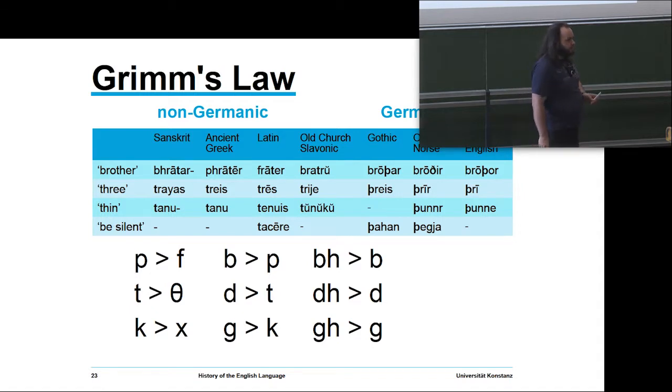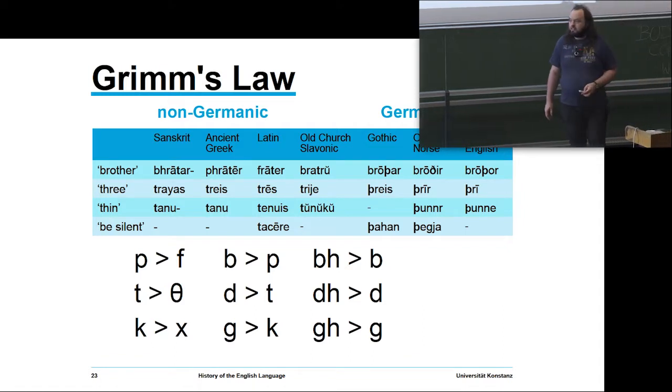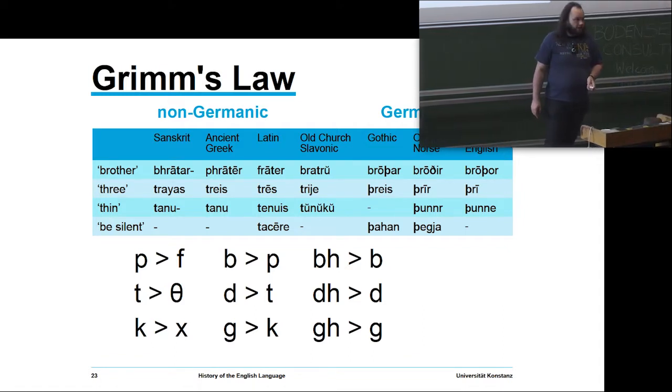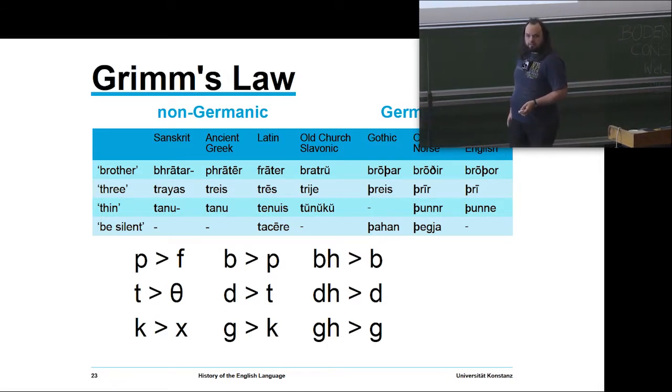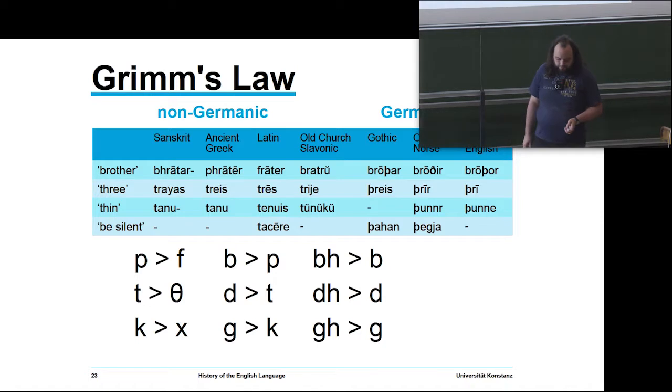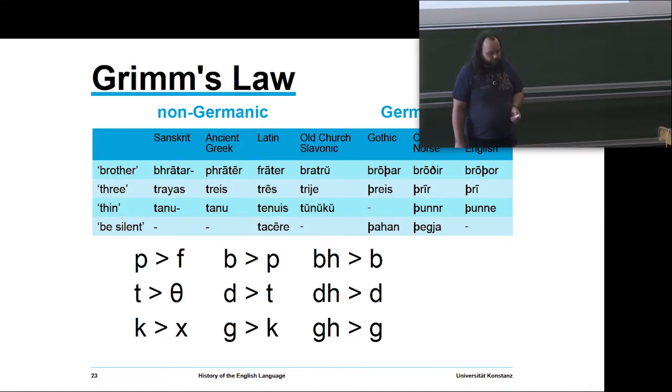Grimm was one of a few people working at the same time who discovered broadly the same thing. There's a Danish scholar, Rasmus Rask, who chronologically was probably slightly before Grimm in discovering the same set of correspondences. So this is a really striking set of correspondences.